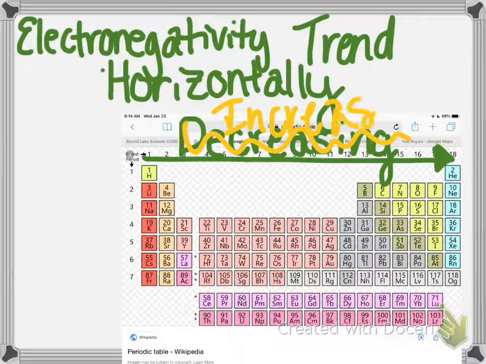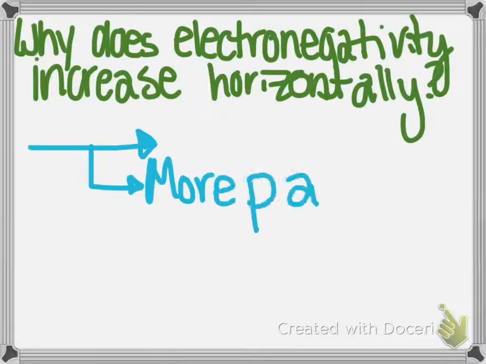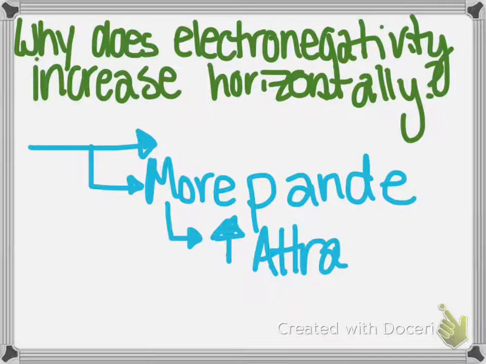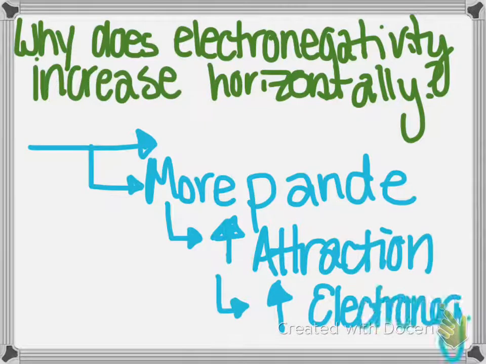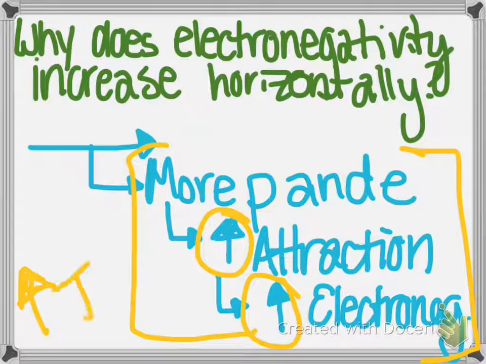All right, it increases, okay, because ionization energy also increases and attraction increases, meaning that our atomic radius had to decrease, okay? So why does it increase going horizontally? More protons, more electrons, more attraction, more electronegativity. Okay, and based off this, you could also know the trend for ionization energy and atomic radius. Because if electronegativity went up, attraction went up. That means ionization energy also went up.